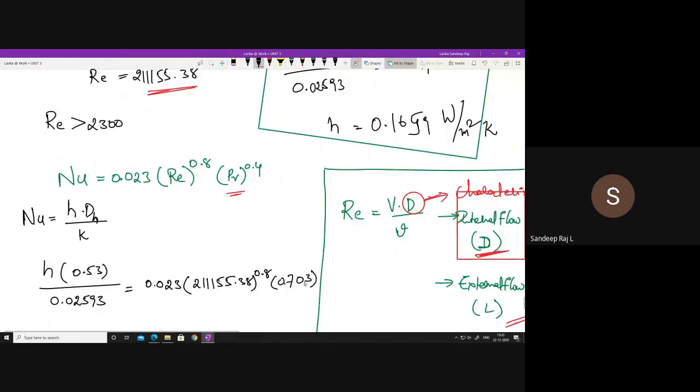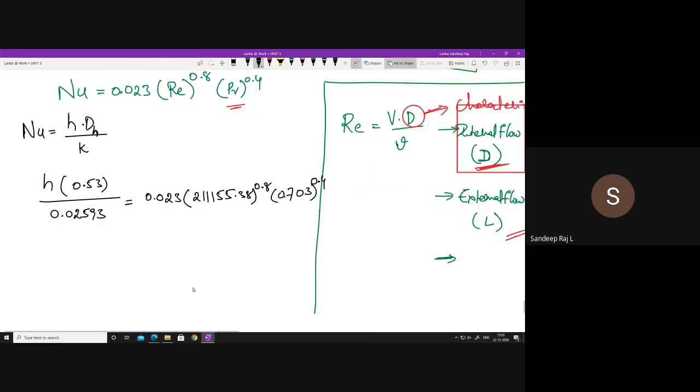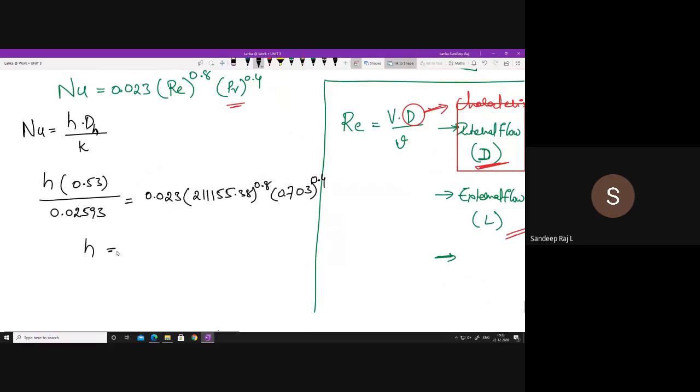whole to the power of 0.4. So 0.4 you will use. The only unknown is the h value, which is to be calculated. Tell me what is the h value fast. Let's quickly finish. 17.7 watt per meter square Kelvin is your h value.